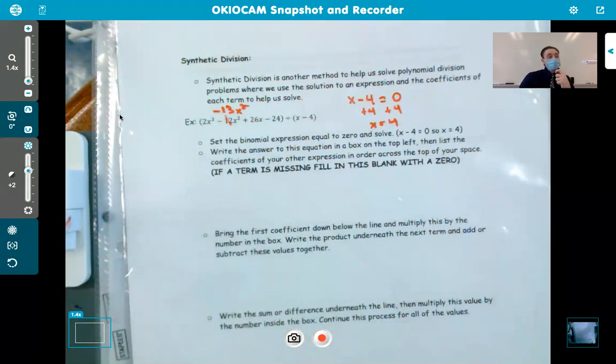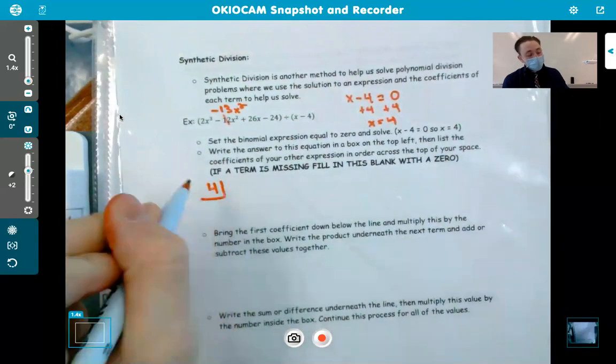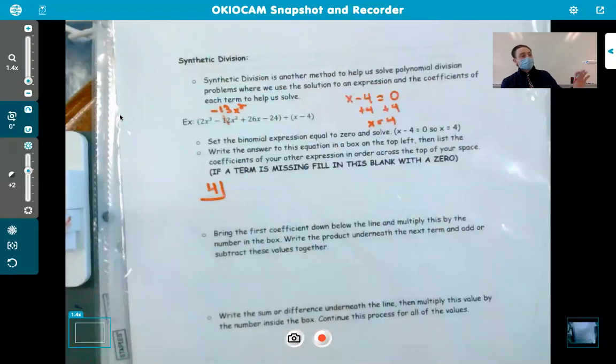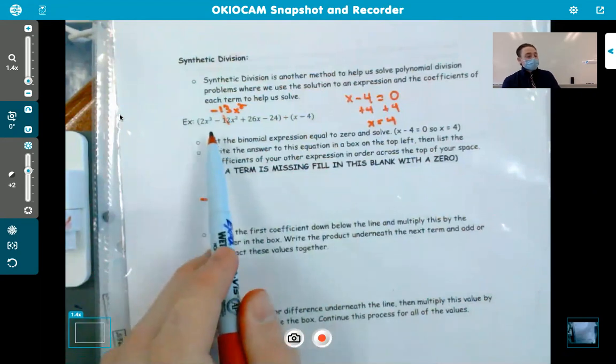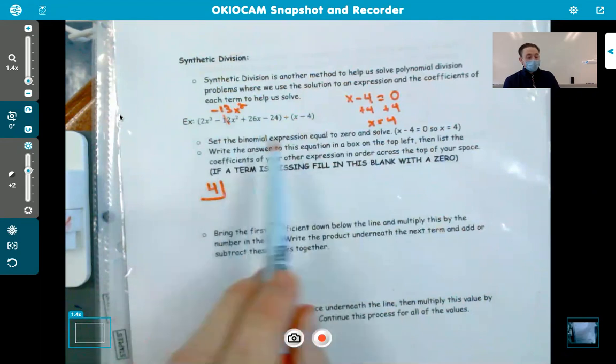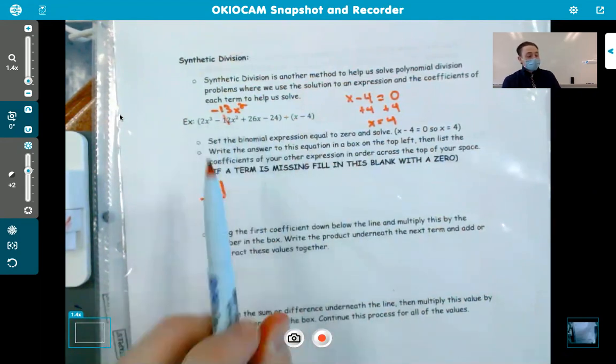Everybody with me so far? That's always going to be your first step with synthetic division. You're going to take that number now, and then we're going to set up our problem this way. We're going to take that 4, write it in a little box off to the side. And then we're going to list the coefficients of the other polynomial in order, based off of what the highest exponent is.